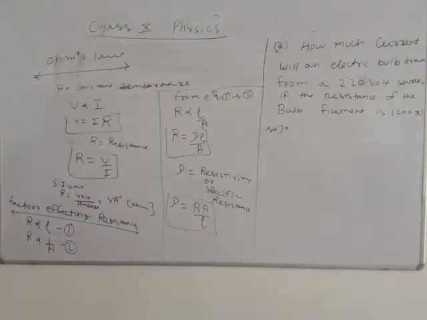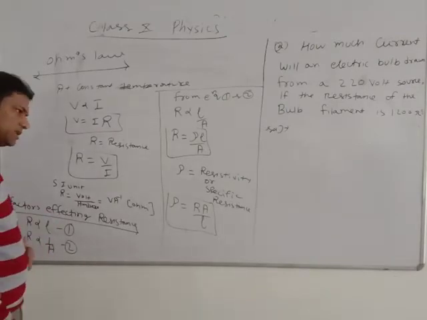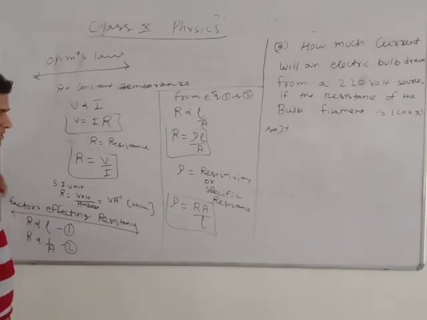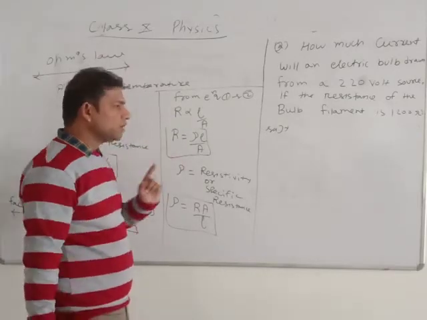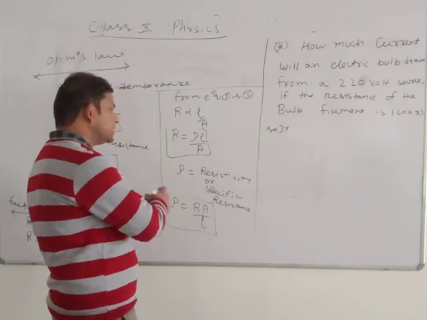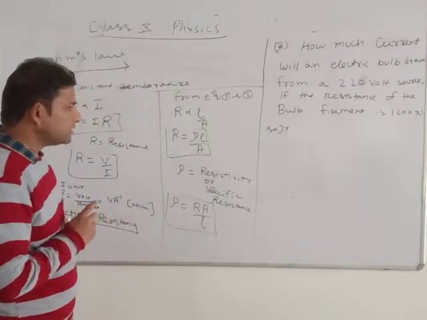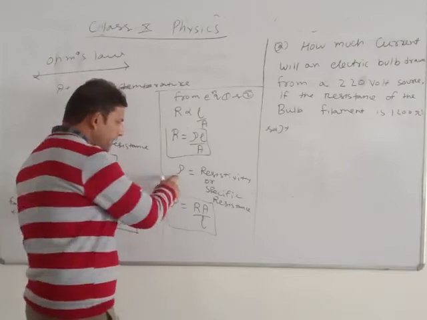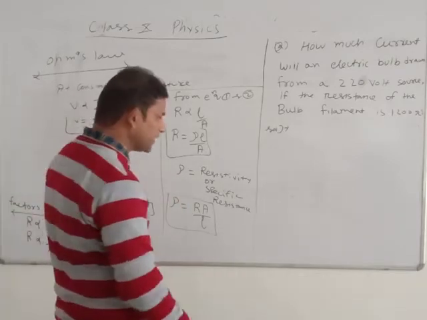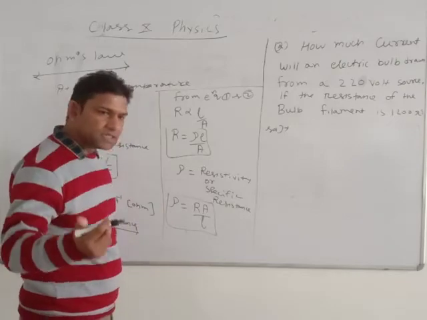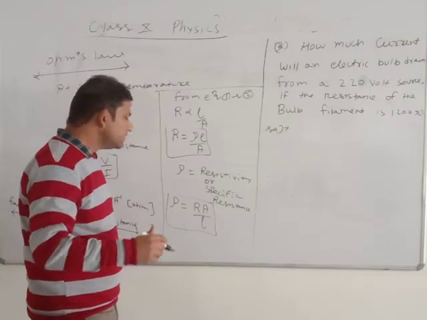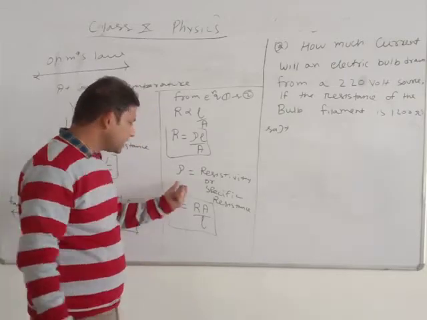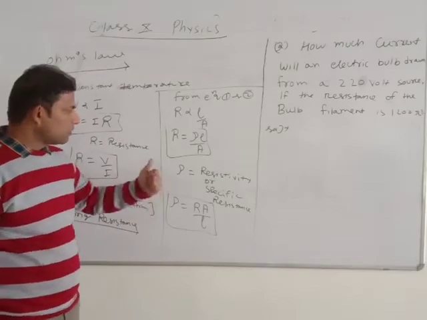Student, listen carefully. Again, factors affecting resistance. If the length of the wire is increased, the resistance of the wire is increased, and if the area of the wire is increased, then resistance of the wire is decreased. It means R is directly proportional to L upon A, R equals rho L upon A. It means resistance of wire depends on the length of the wire, the area of the wire, and rho, the nature of the material, and temperature also. If temperature is increased, then resistance of wire is increased. If temperature is decreased, then resistance of wire is decreased.